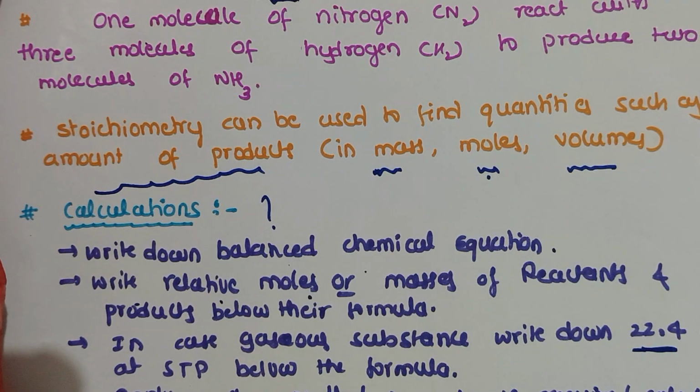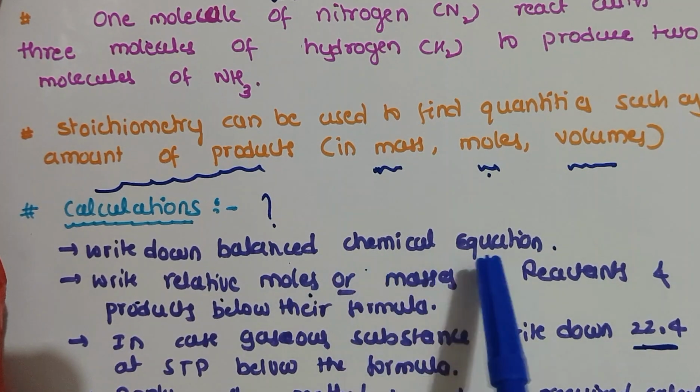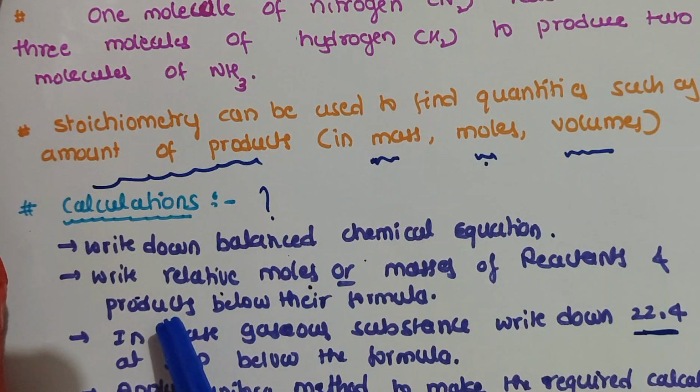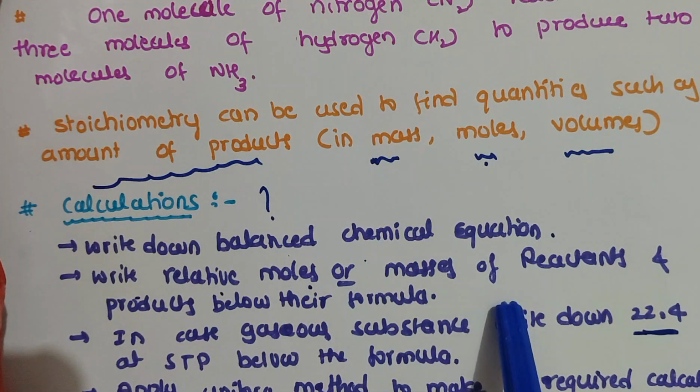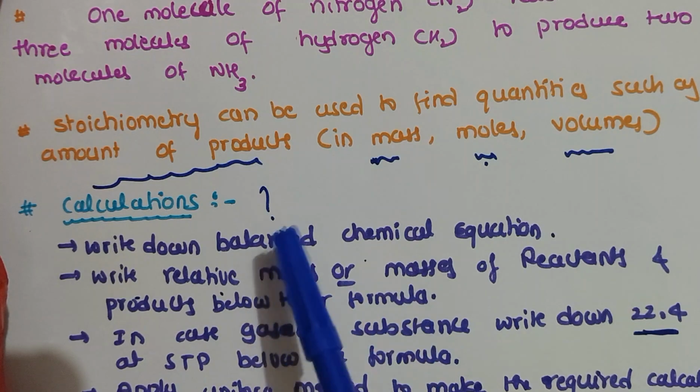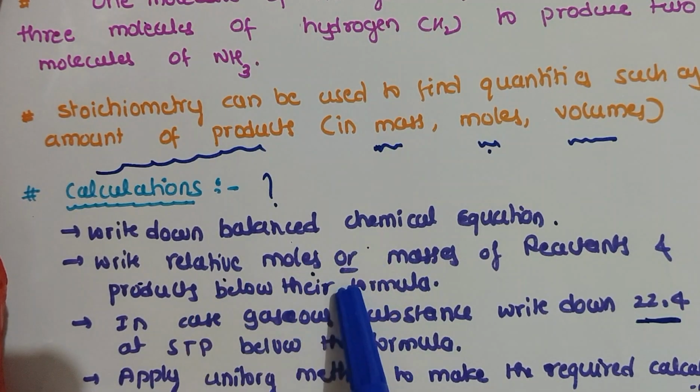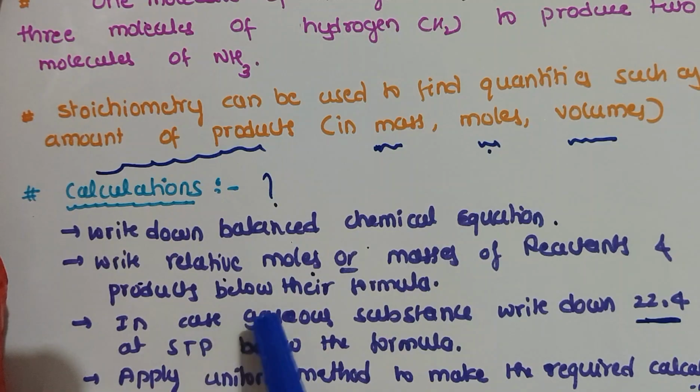A very important concept: how can we calculate? In calculation there are some steps. The first step is to write down the balanced chemical equation. Second, write the relative moles or masses of the reactants and products below their formula. So by seeing the formula, we write the moles or masses of the reactants below their formula.